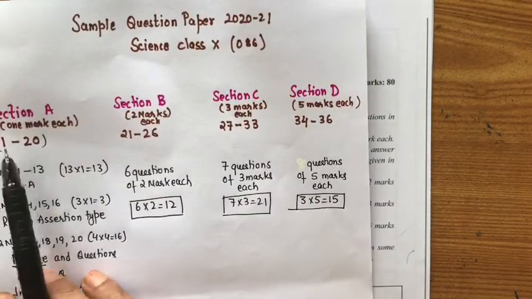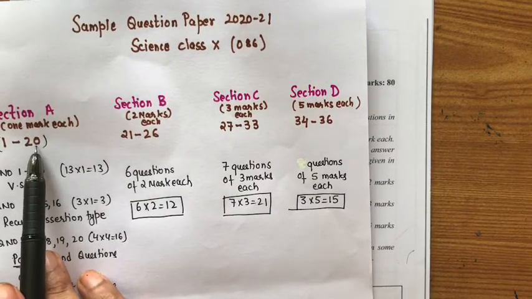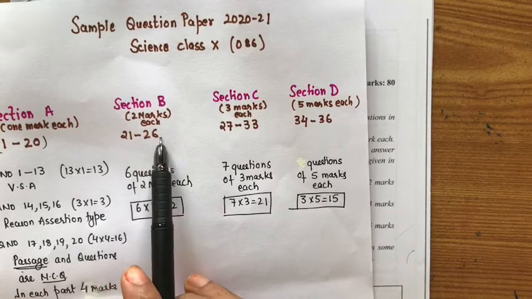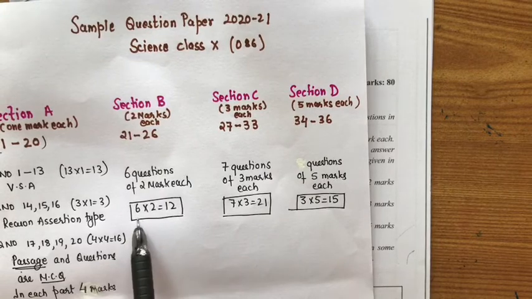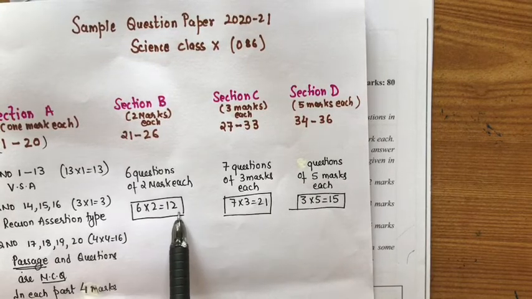I can see 1 mark questions, 20 questions of 1 mark, then question numbers 21 to 26 are of 2 marks. So you have 6 questions of 2 marks, so total 12 marks.